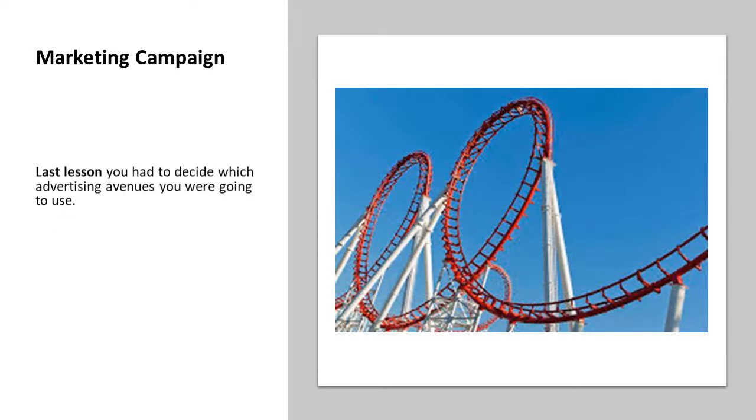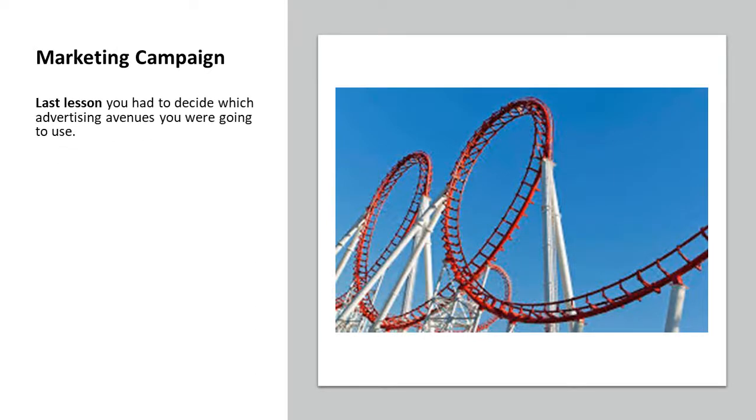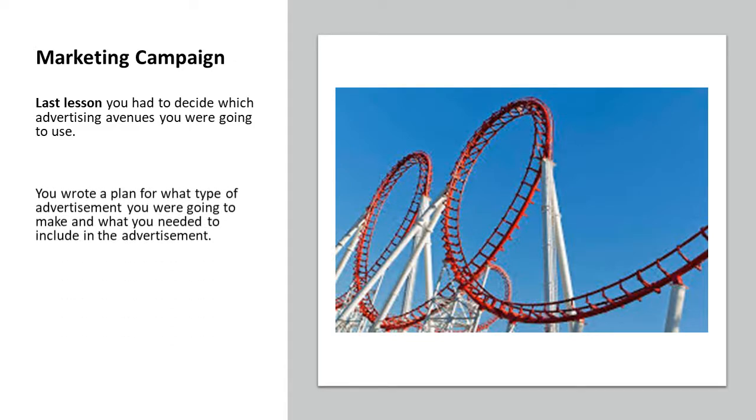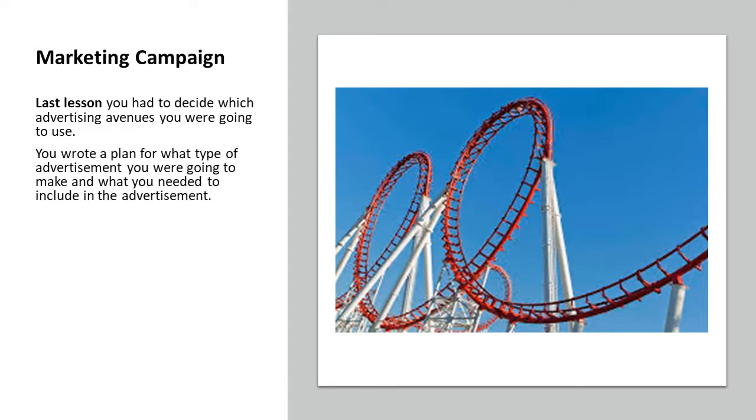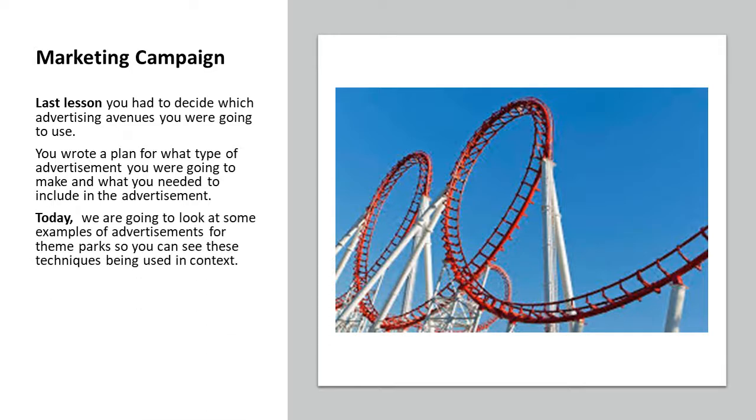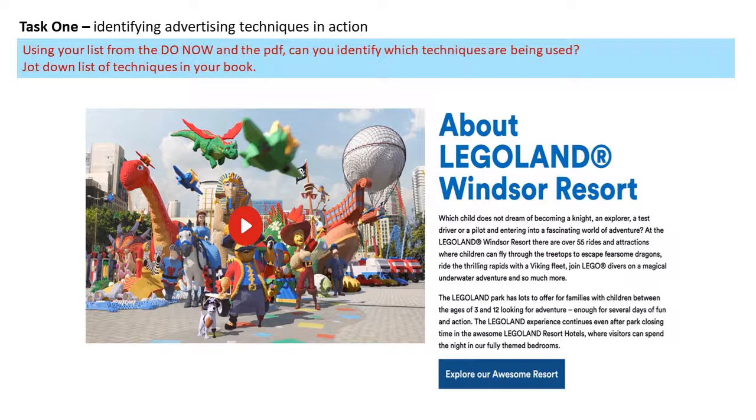So, marketing campaign. Last lesson, you had to decide which advertising avenues you were going to use. You wrote a plan for what type of advertisement you were going to make and what you needed to include in the advertisement. Today, we're going to look at some examples of advertisements for theme parks so you can see these techniques being used in context. Then, you will spend the rest of the lesson designing your advert.